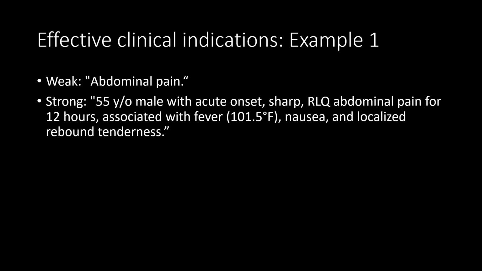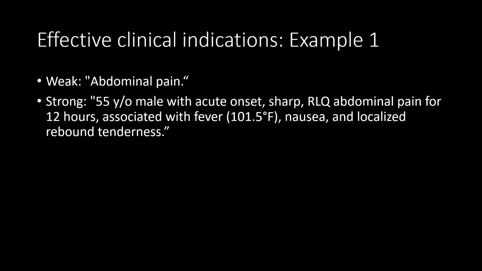So let's think about some effective clinical indications, right? Let's say we have a person coming in with abdominal pain and we feel like they're going to need some sort of diagnostic imaging to assess that abdominal pain. Oftentimes, we'll get a clinical indication of abdominal pain. And really that isn't sufficient to help the radiologist know what is the real clinical question, what are we looking for here, what is the patient's presentation that necessitates imaging.